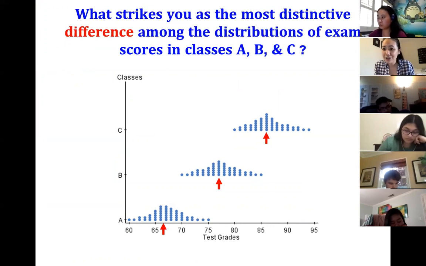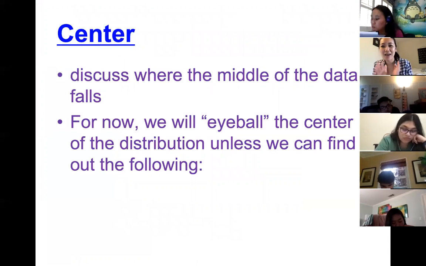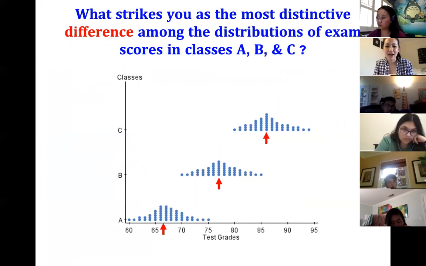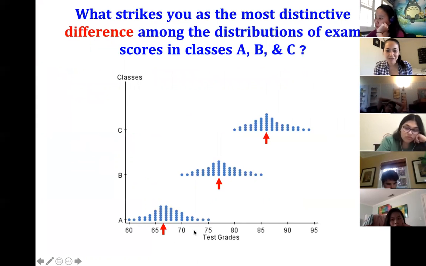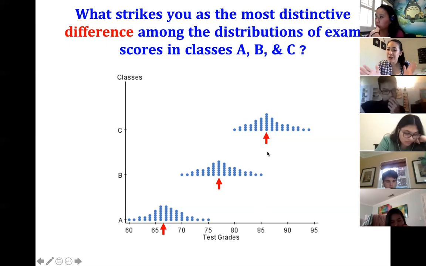All right, so for center, right now, I just want you guys to discuss where the middle of the data falls. So just kind of eyeball it at this point. With these graphs, graph A, I would eyeball to be about 67. Graph B, I would eyeball to be about 77. Graph C, I would eyeball to be like 86. So just roughly eyeball it for now.